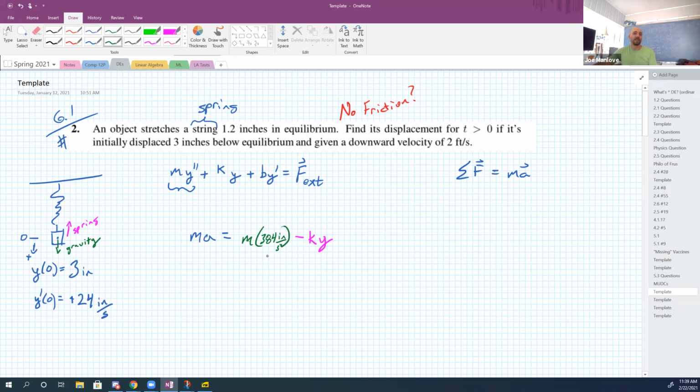Okay, so let's see. What's my next plan? I have this a here. Can I replace that by something? What's acceleration here? How about what's position here? What's the variable representing how far we are? y. Good. Oh, are you trying to get that it's y double prime? Yep. Okay, so y double prime should be 384 times m minus some spring constant times y.